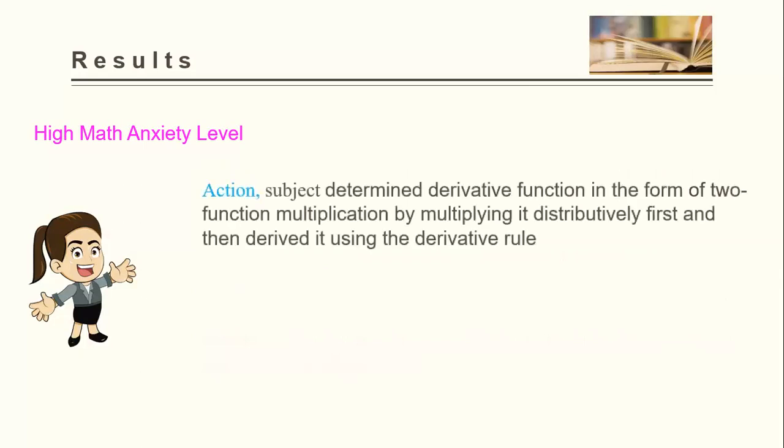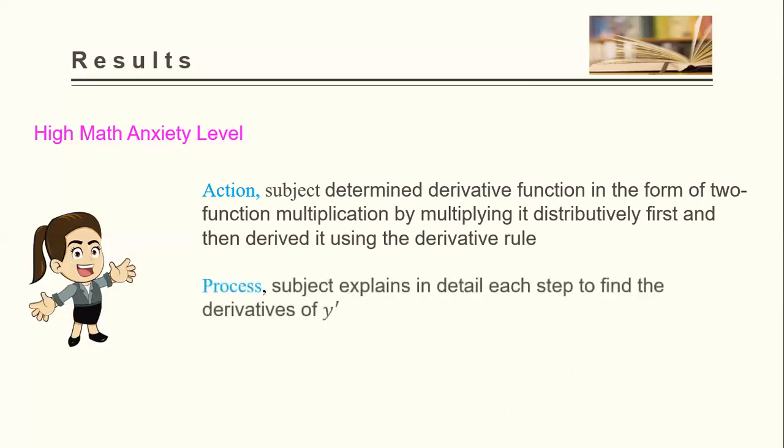And for the subject with high mathematics anxiety level, in action, the subject determined the derivative function in the form of 2 functions' multiplication by multiplying it distributively first and then deriving it using the derivative rule. And in process, the subject explains in detail each step to find the derivative y accent. But the subject with high mathematics anxiety level doesn't reach the object and schema mental structure.